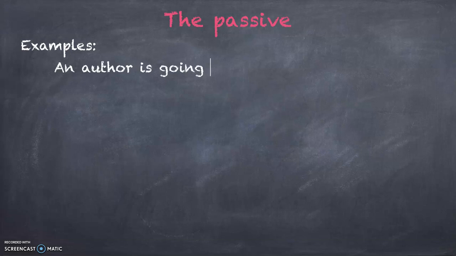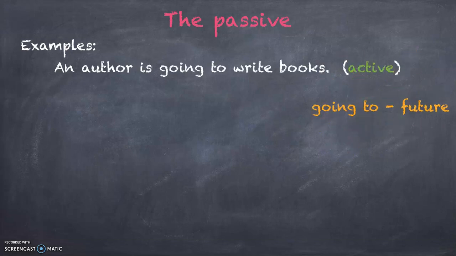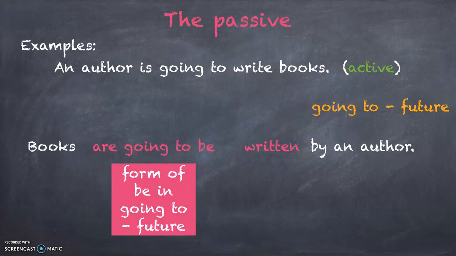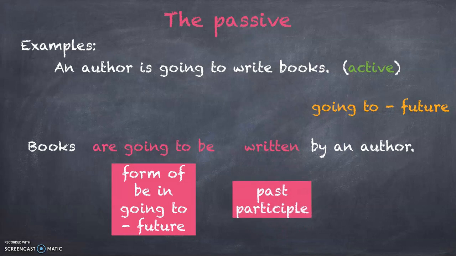Now let's look at the future. An author is going to write books is the going to future. In the passive voice, this is: books are going to be written by an author. Are going to be is the form of be in the future, and written the same past participle as in all of these examples.